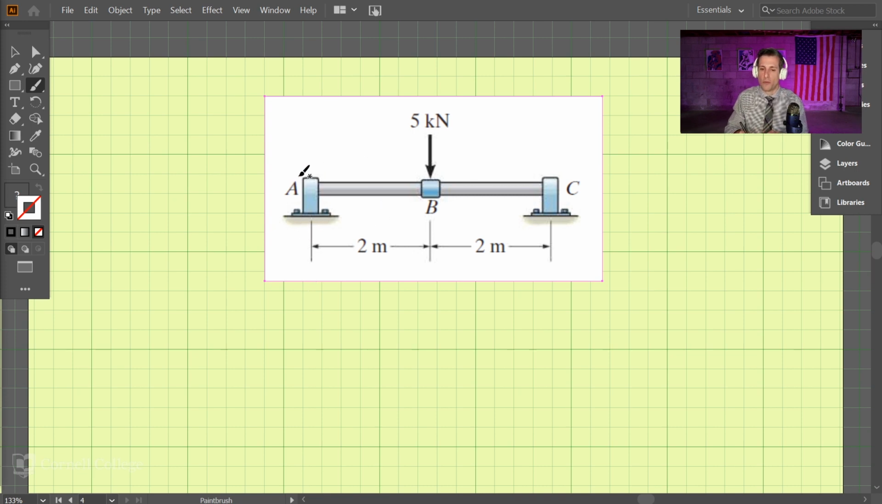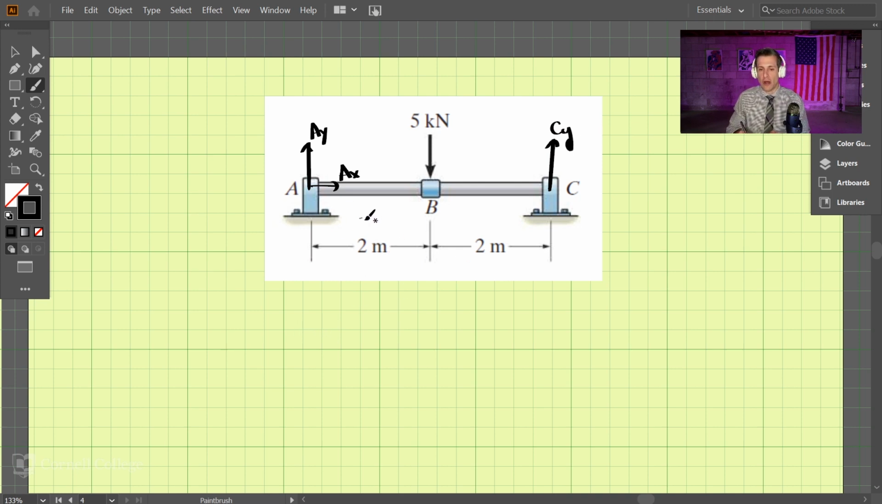And in this problem, we're given that A has a thrust bearing in it, which means a thrust bearing exerts a force both in the Y direction and in the X direction. And we're given that at C is a journal bearing. Journal bearings do not prohibit any motion in the axial direction. So it only has a vertical support CY.